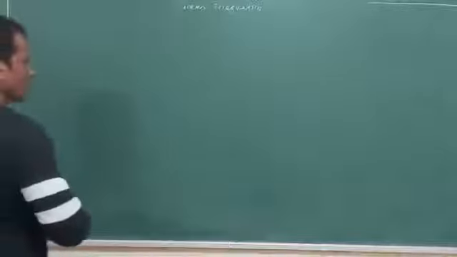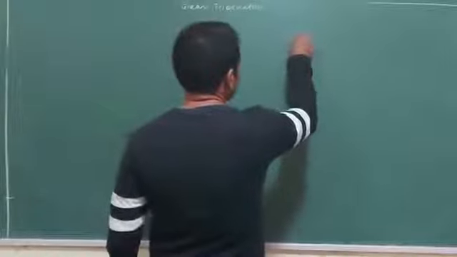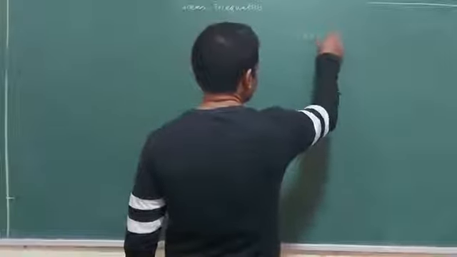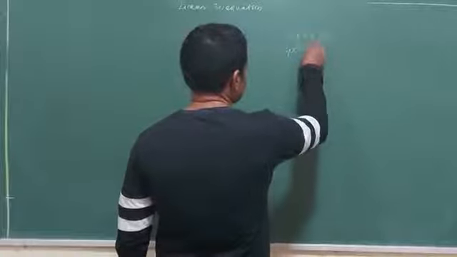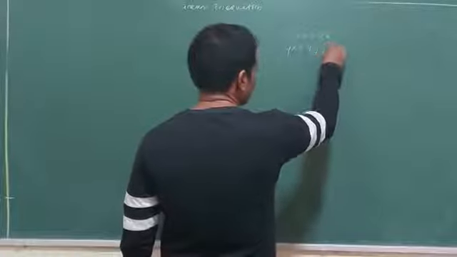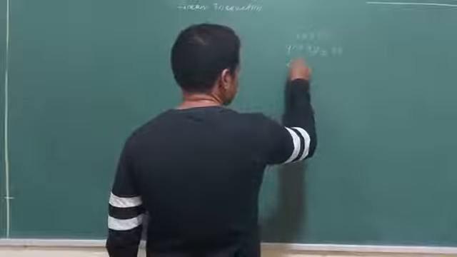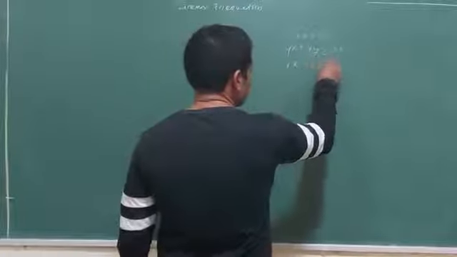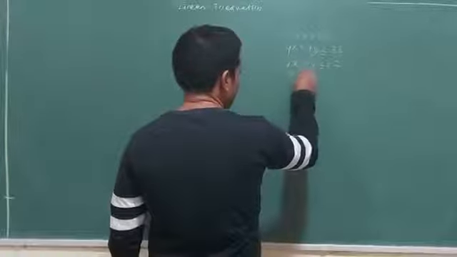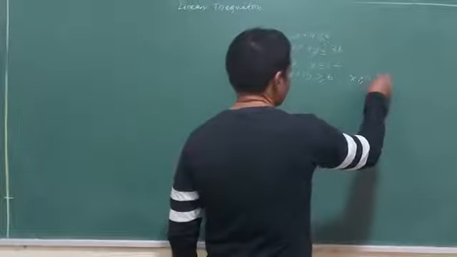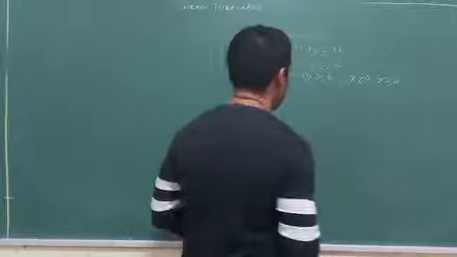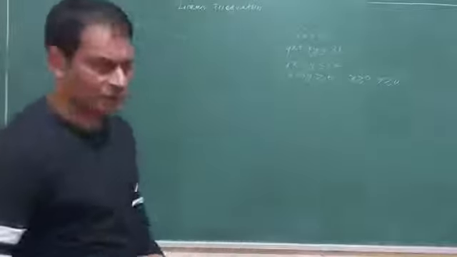Next one, 3x plus y greater than or equal to 6, 4x plus 9y less than or equal to 36, 4x minus 3y less than or equal to 12, x plus 3y greater than or equal to 6, x greater than or equal to 0, y greater than or equal to 0. So one by one we will solve it.